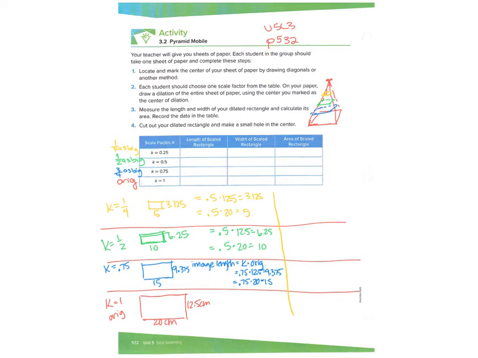And I find my new one. So let's write that down here. Image length, one more time because that was important, is equal to k times the original. So if I wanted to find the length or the width, I simply multiplied by my scale factor.